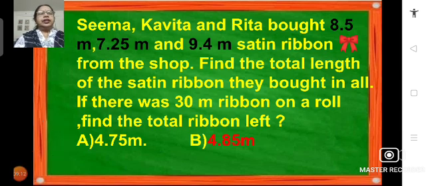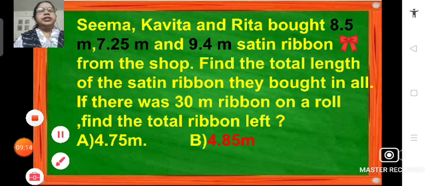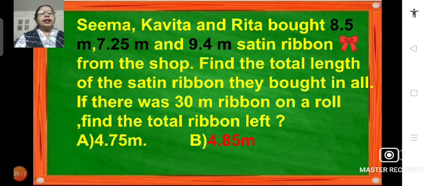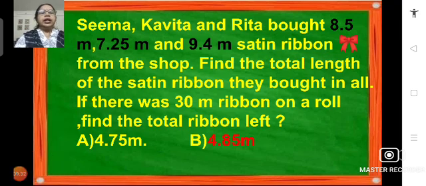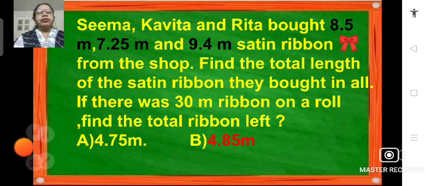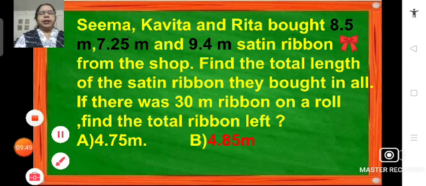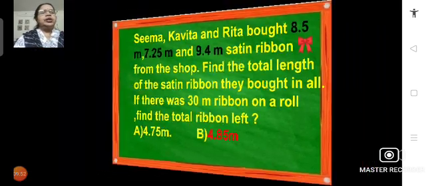Seema, Kavita and Rita bought 8.5 meters, 7.25 meters and 9.4 meters satin ribbon respectively from the shop. Now find the total length of the satin ribbon they bought in all, and if there was 30-meter ribbon on a roll, find the total ribbon that is left. So what we have to do? First we have to add up all the lengths of ribbon bought by the 3 girls and then subtract from 30 meters. Let's see how we solve this.